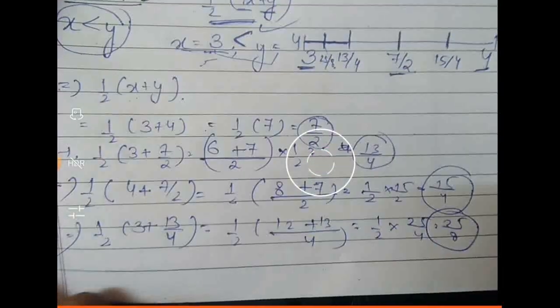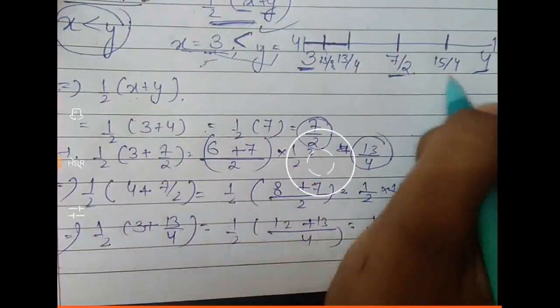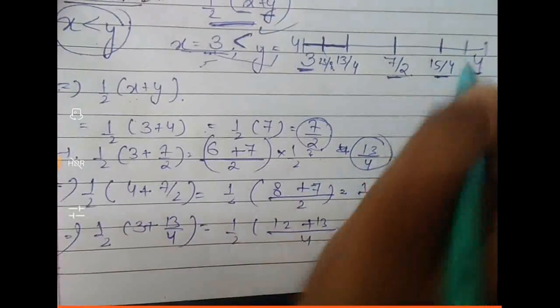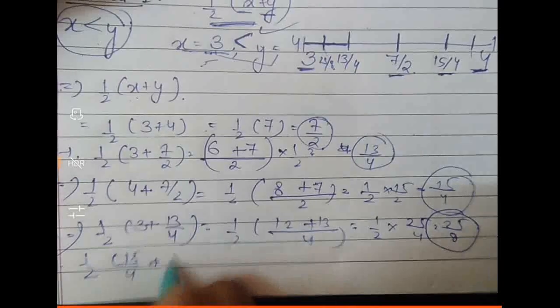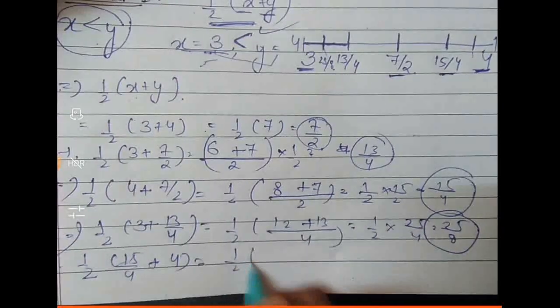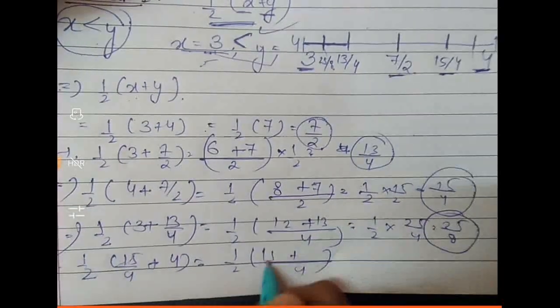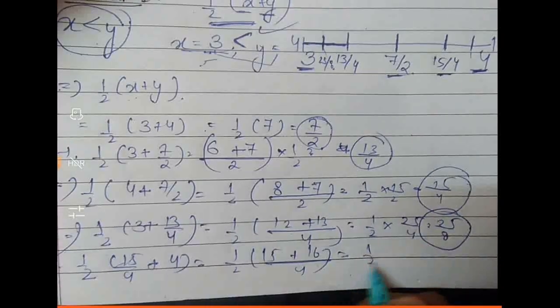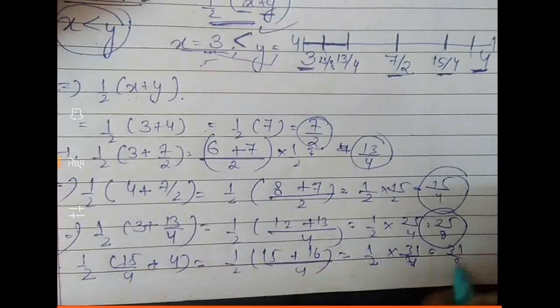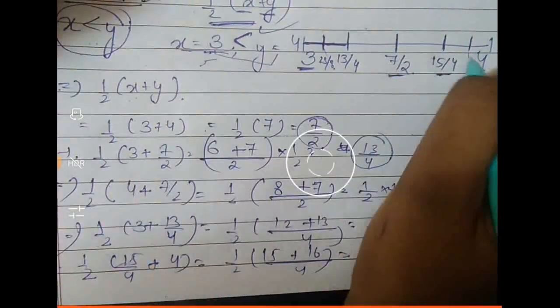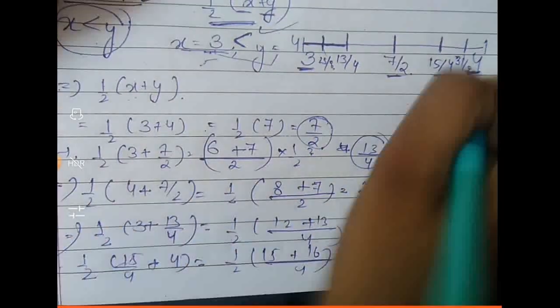Fifth one can lie between this and this, means here half into 15 by 4 plus 4. So half into 31 by 4. So 31 by 8 will be the fifth rational number, which will be lying between here.